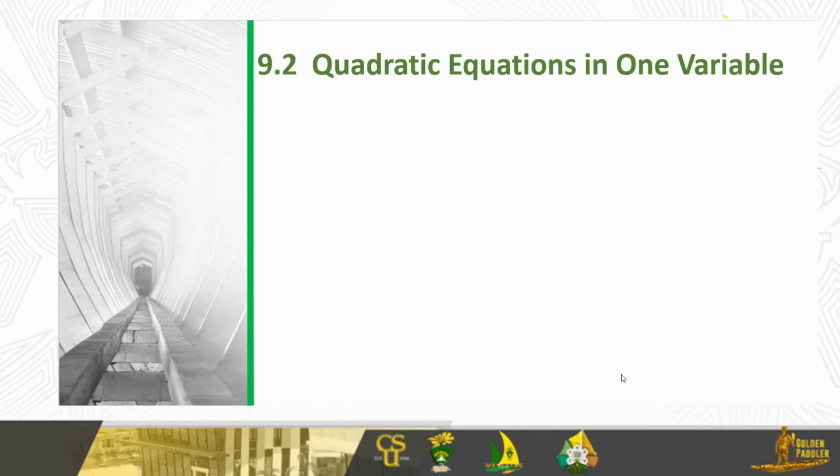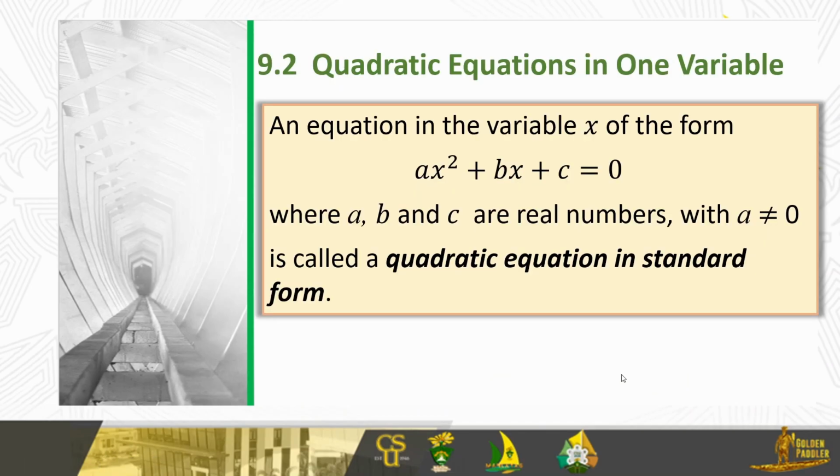Let us proceed to quadratic equations in one variable. An equation in the variable x of the form ax squared plus bx plus c equals 0, where a, b, and c are real numbers with a not equal to 0, is called a quadratic equation in standard form. There are several methods in solving quadratic equations, but here we focus only on two methods, and these are by factoring and by using the quadratic formula.